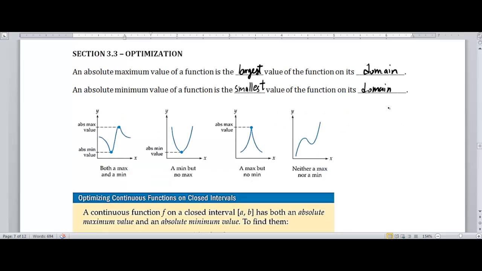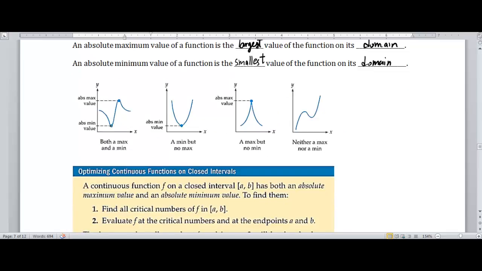Okay, so if you look at these graphs here, this one has an absolute min and an absolute max. For example, this point here, that's the absolute min. This point here we would consider a local min, but it's not the absolute min. The absolute min is the smallest value in the domain of this function. Same thing here. The absolute max is the largest value in the domain. And this one has neither a min nor a max, because when you see a graph like this, you assume there are arrows and it's going to go on forever. So there's never going to be a max or a min.